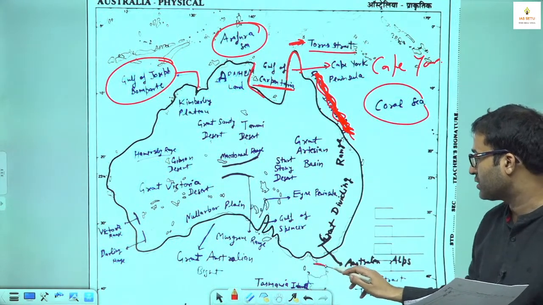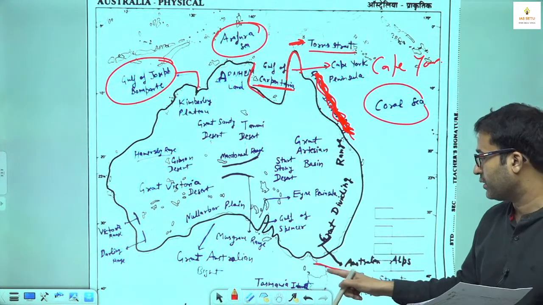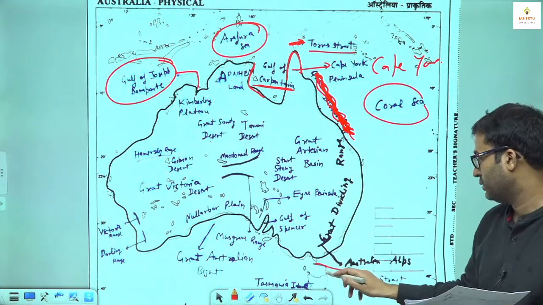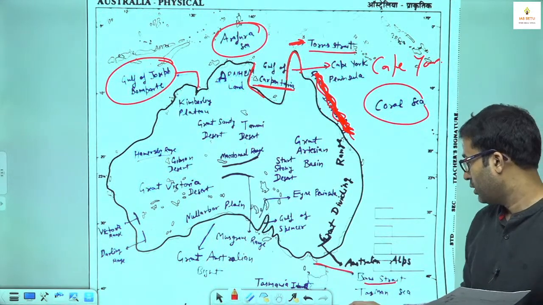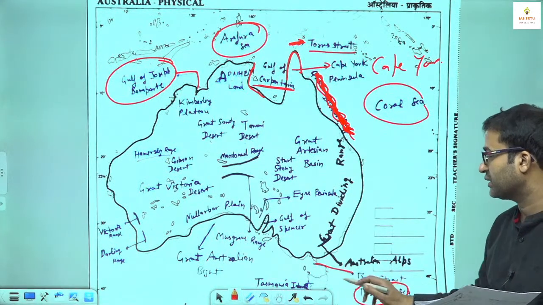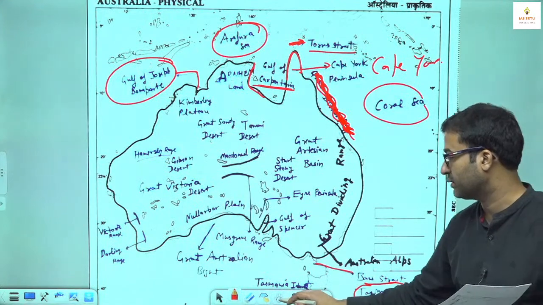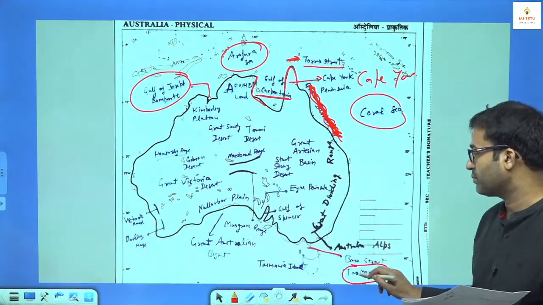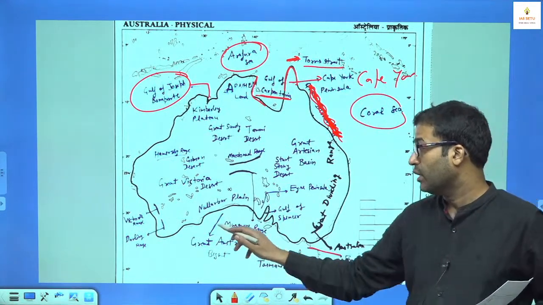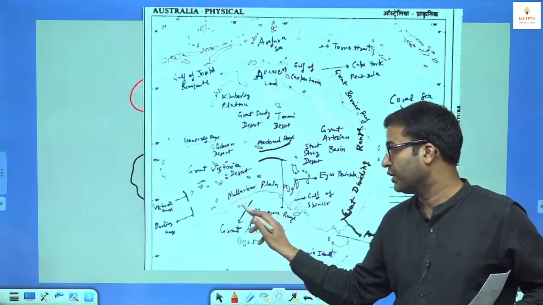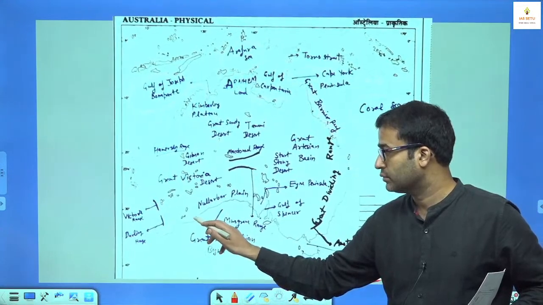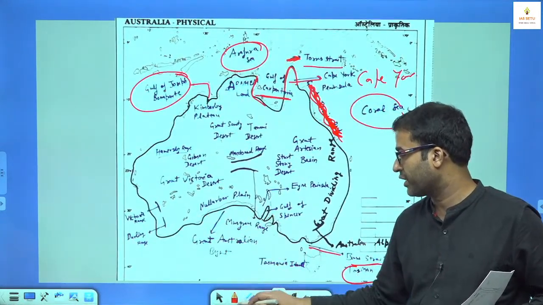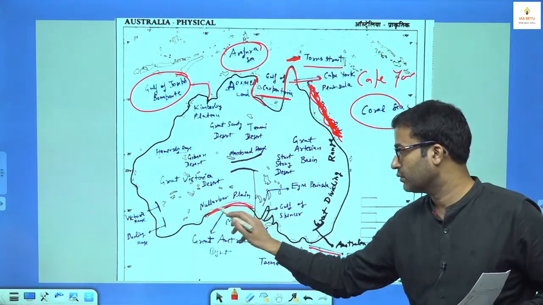This is the Bass Strait which separates Tasmania from the Australian mainland. Here we have Tasman Sea, Tasmania, Tasman Sea, similar name you can see. So you have Tasman Sea, Tasmania Island. This is Great Australian Bight.